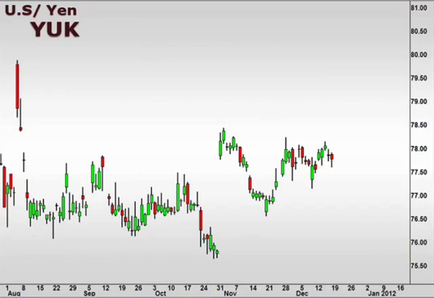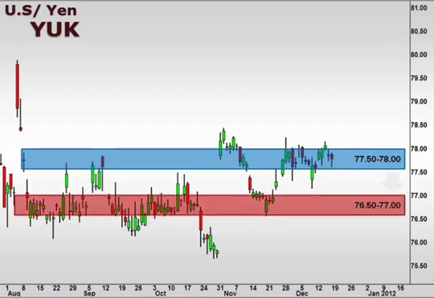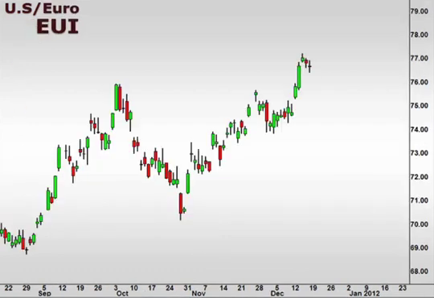Let's take a look at the US dollar versus the Japanese yen as seen here in the YUK. The YUK continues to consolidate between 77.5 and 78 as it has been doing for quite some time. Now, a break above 78 should signal a move higher. A break below 77.5 opens the window for a test of 76.5 for support.